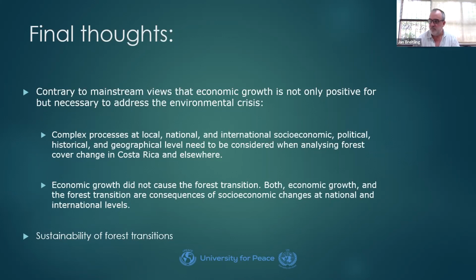And that, again, means that the success of Costa Rica of going through a forest transition is not the result of their own policies only. Yes, the law on prohibiting deforestation is important. Yes, the PES program helped, but it's not the only explanation. It cannot be the only explanation. And therefore, the sustainability or the permanence of this increasing forest area or the stable forest area is not assured.